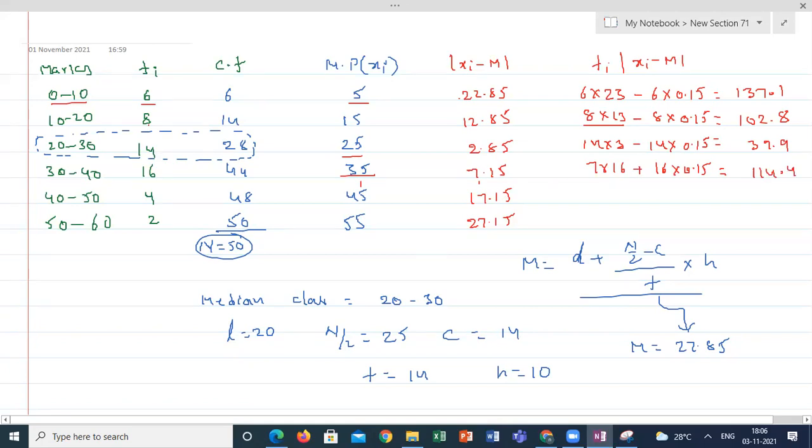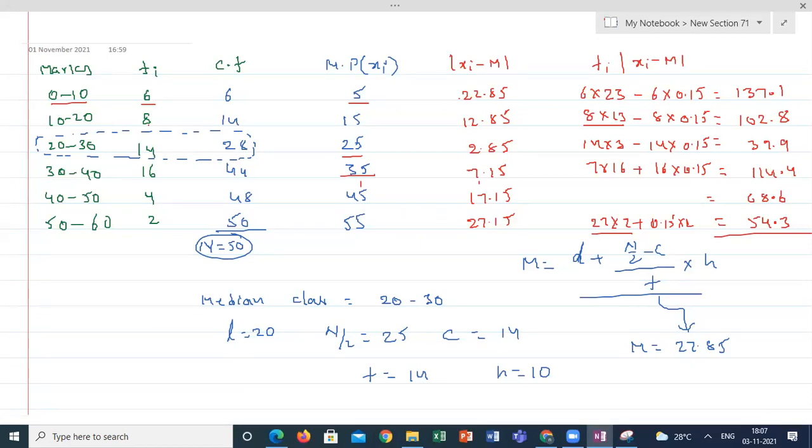Same as 17.15 into 4. Same calculation. You can use any calculation which you like. 4 into 15 is 60, so 0.6, 17 into 4 is 68, so 68.6 will come here. 27.15 into 2. This is 27 into 2 plus 0.15 into 2. So 54 plus 0.3, 54.3. Understand how I did the calculations here? So that is your wish. Each and every student has his own way of doing the calculations.